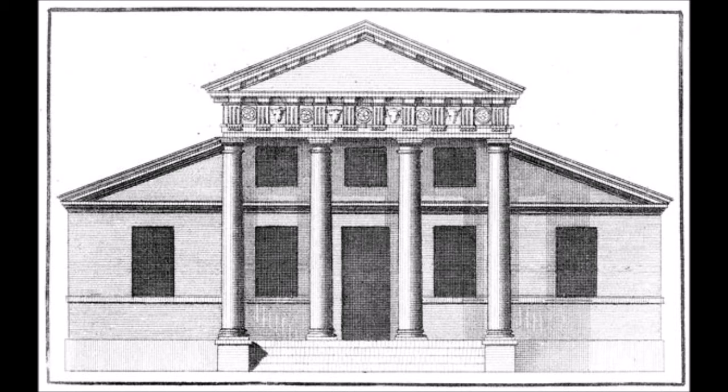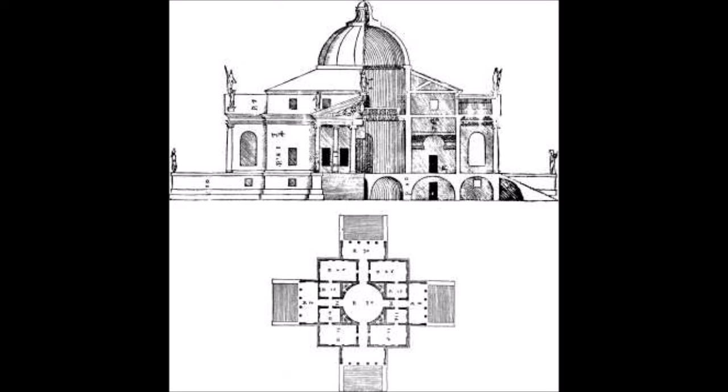The proportions of each room within the villa were calculated on simple mathematical ratios like 3:4 and 4:5, and the different rooms within the house were interrelated by these ratios. Earlier architects had used these formulas for balancing a single symmetrical facade. However, Palladio's designs related to the whole, usually square, villa.